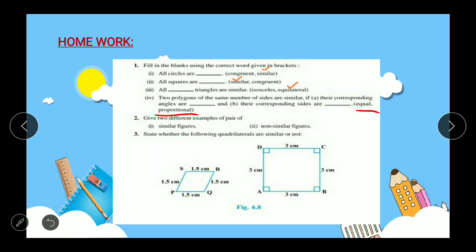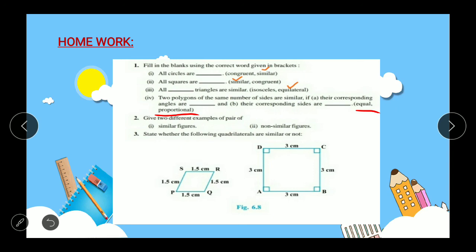Second question, give two different examples of a pair of similar figures and a pair of non-similar figures. Students, I can give you one example, but the other examples you have to write. In similar figures you can take the example of coins, a 1 rupee coin and a 10 rupee coin. They are the same shape but different size. And for non-similar figures you can take the example of one bread piece and one pizza piece. They are different in shape. So they are non-similar figures.